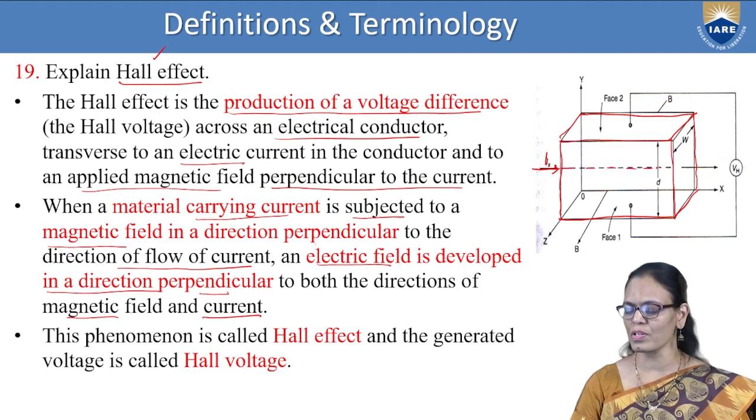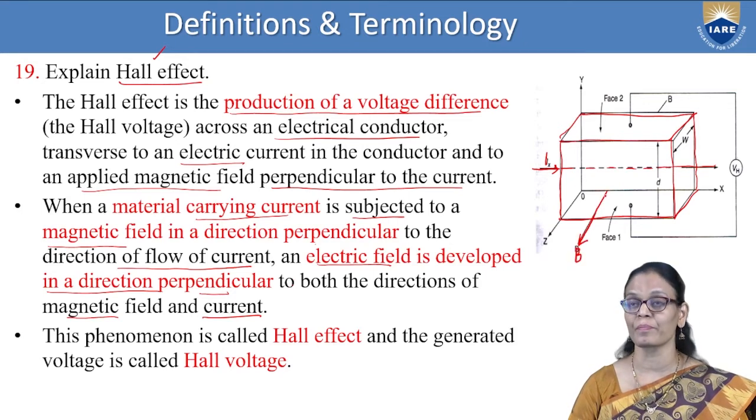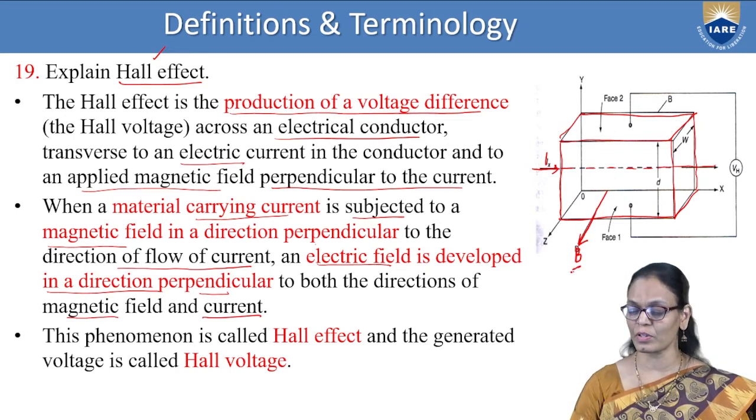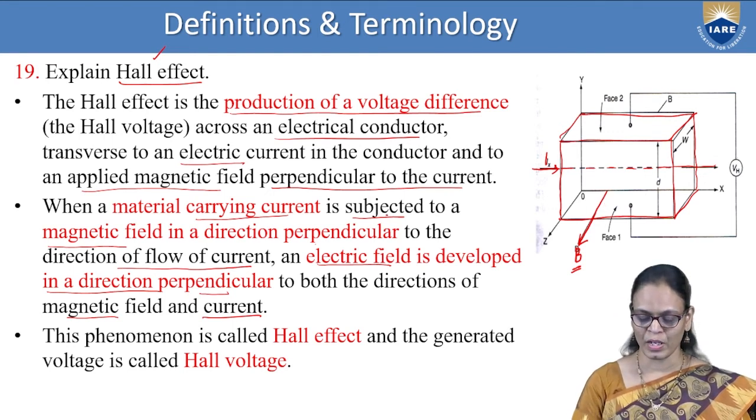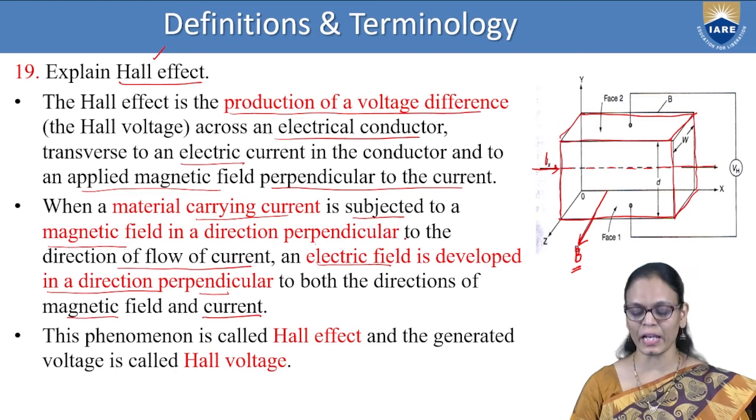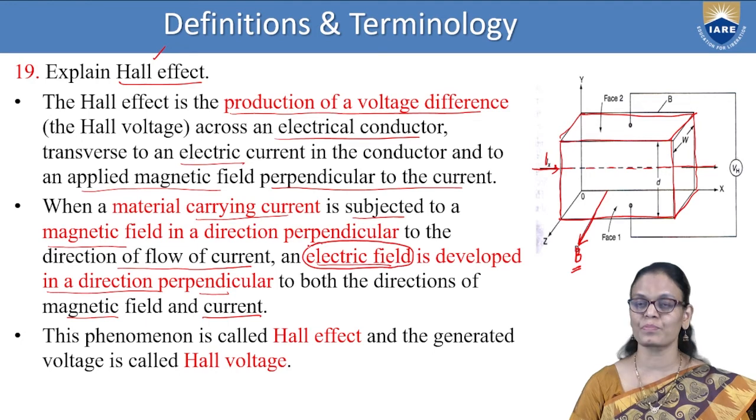Now when current flows through this material like this, we are applying a magnetic field which is perpendicular to it. So this x is along the x-axis we have the electric current, and along the z-axis we have the magnetic field. So when we are applying these two perpendicular to each other, then it is subjected to a magnetic field in a direction perpendicular to the flow of current. An electric field is developed.